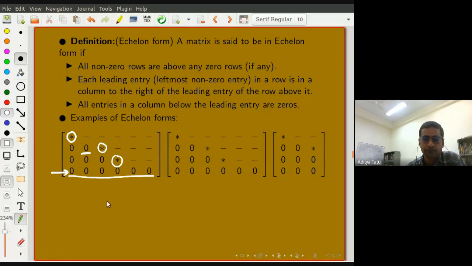Again, here is different. I think I've just repeated the same matrix for some reason. So maybe I can change this. So something like this. All these dashes, what do they indicate? These dashes indicate we don't care what the values are, whether they are zero or not. I have no problems with that. The leading entries are marked separately.